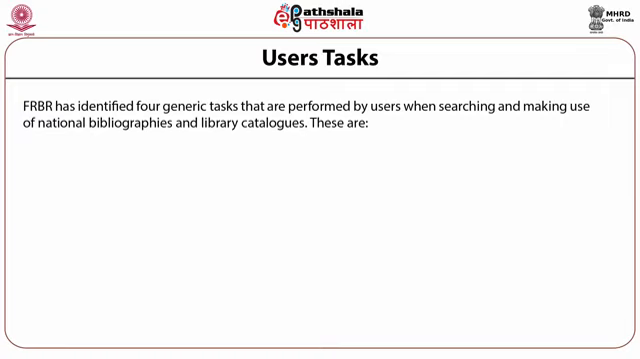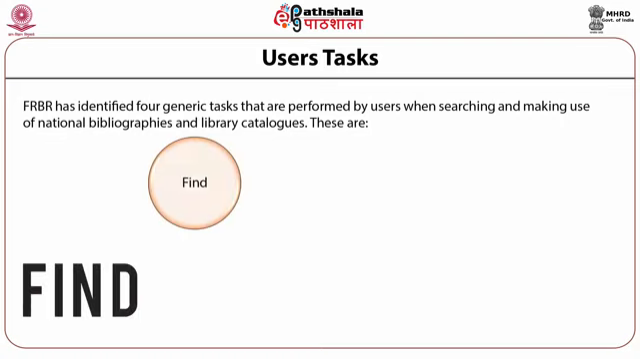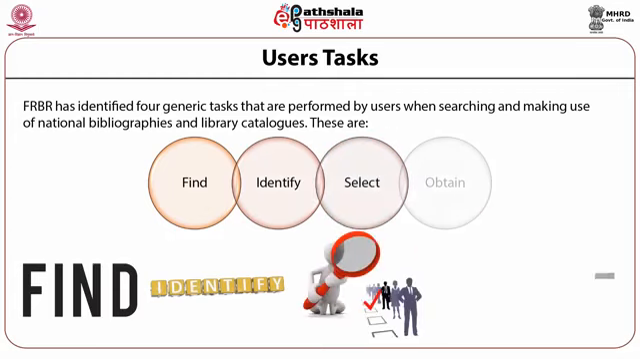So, either some are searching on the title, some are searching author wise, some are searching subject wise. So, why are they searching? To find a book, whatever desired book they want, whatever required book or document, anything they want. So, they are searching. What are the steps it follows? First is find, identify, select, obtain.